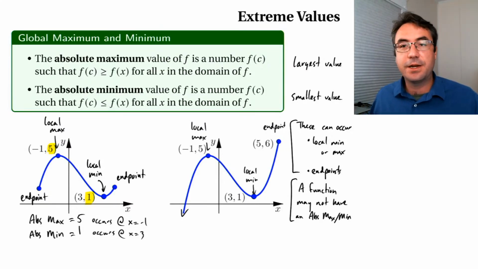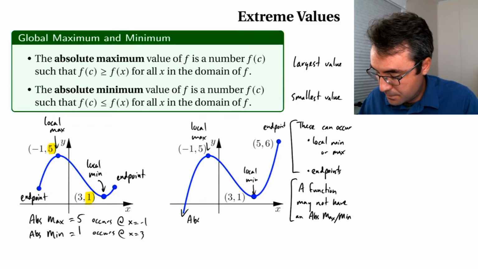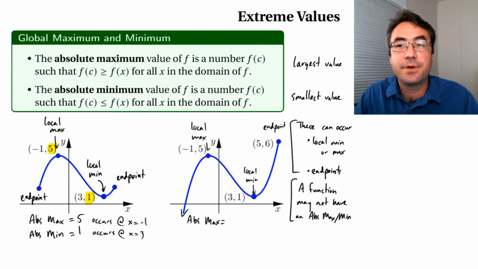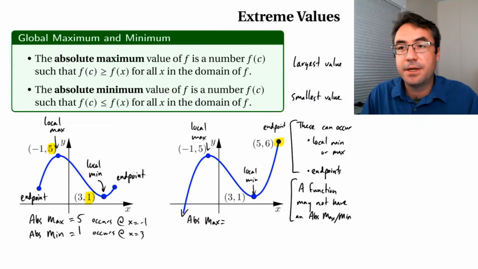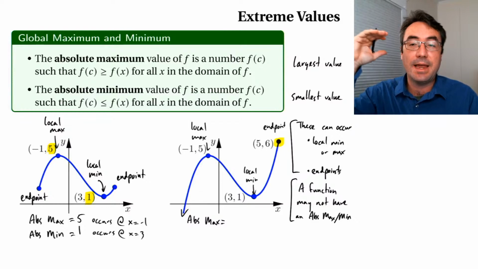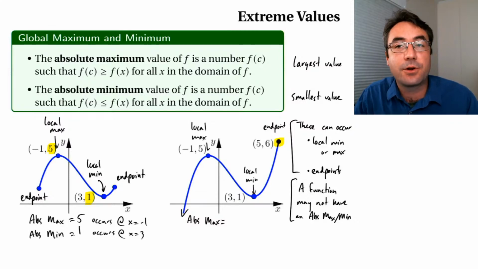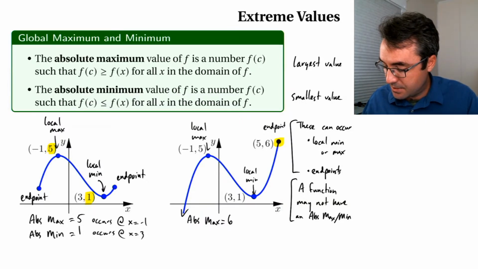So if we were to try to determine what's the absolute max and the absolute min of this graph, well, what's the absolute max? It's the highest point on our graph. And we look, the contender is right here. It's this endpoint. That endpoint is included on our graph, and it's higher than any of the other points along the rest of our curve there. So that endpoint, that's where our absolute max occurs. And the value is 6, and it occurs at x equals 5.